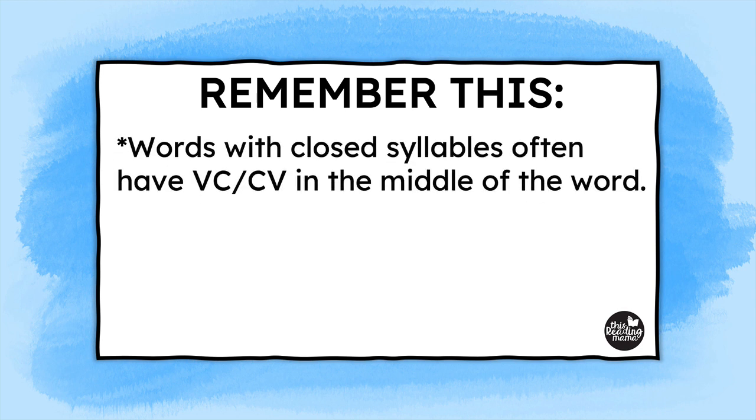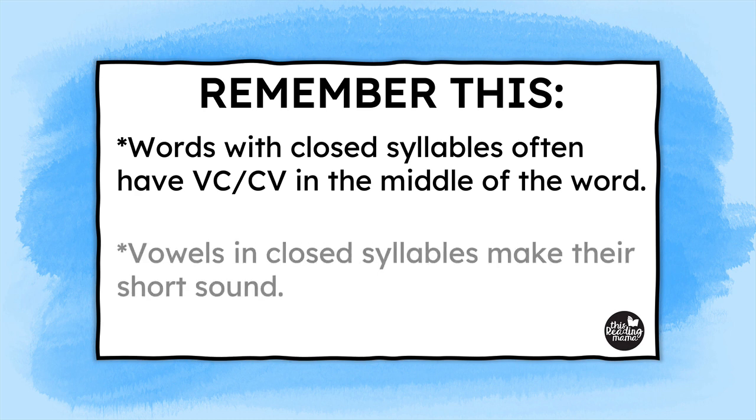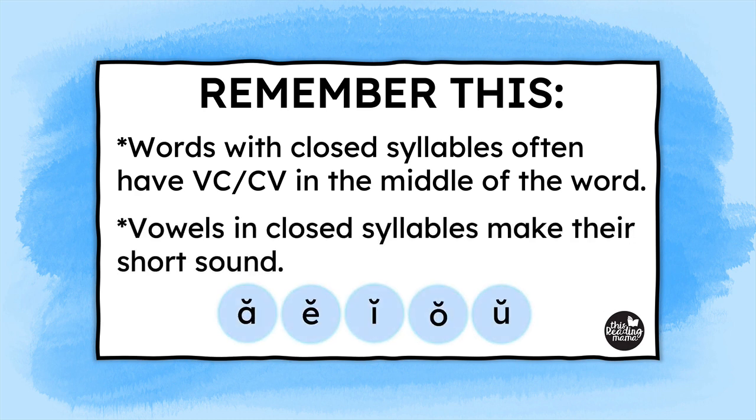When you're teaching closed syllable words, here are a few things to remember. Closed syllable words will have the VCCV pattern in the middle of the word, and you're going to divide between the 2 consonants. Vowels in closed syllable words will make their short sound. A, E, I, the short sounds.